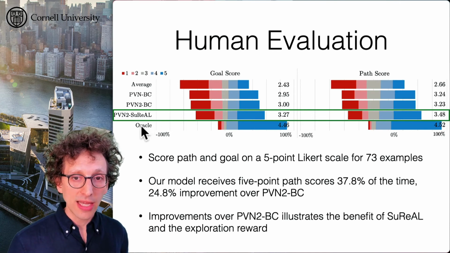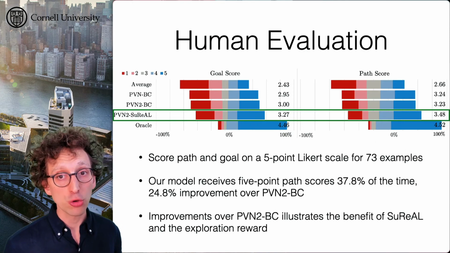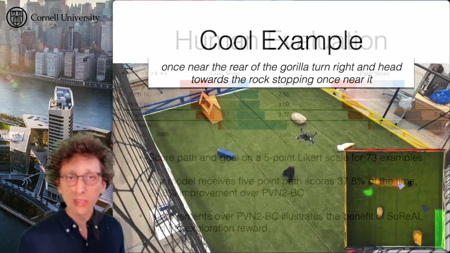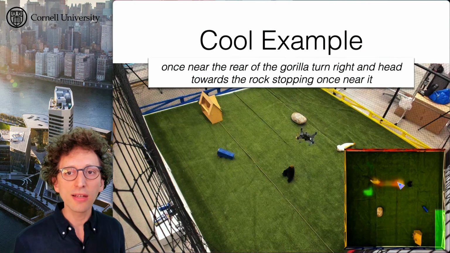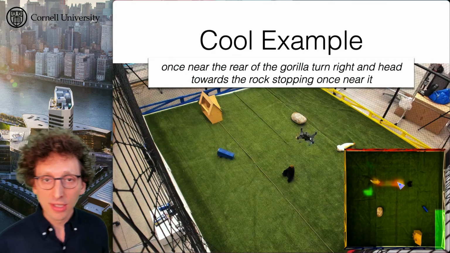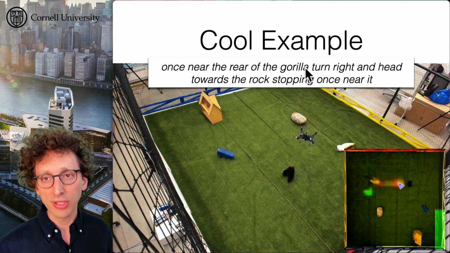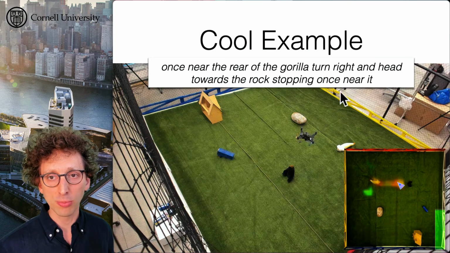Finally, the Oracle performance is significantly better than our systems, showing that there is still much room for improvement. Let's look at a single example that highlights some of the reasoning that the reinforcement learning process allows the system to acquire. So in this example, the drone follows the instruction: once near the rear of the gorilla, turn right and head towards the rock, stopping once near it.